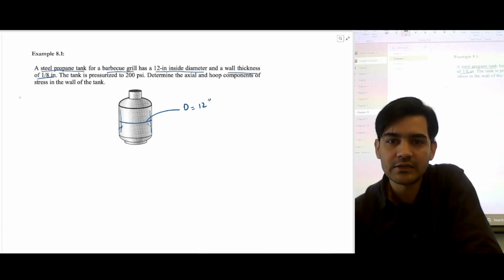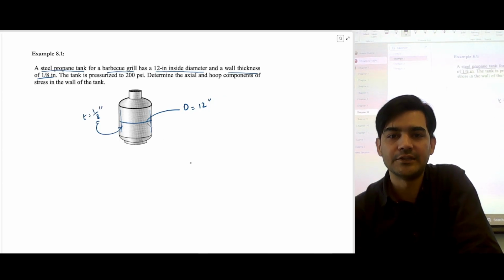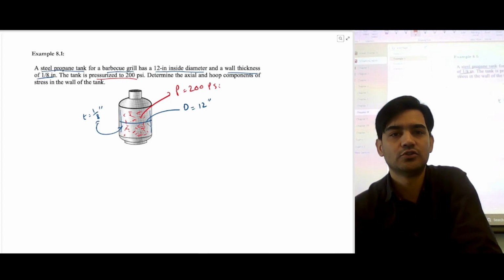So let's just say the thickness of the propane tank is 1/8 inch, and the tank is pressurized to 200 psi. So the inside pressure because of the propane tank is 200 psi. So all we have to do is calculate axial and hoop stresses in the wall of a tank.